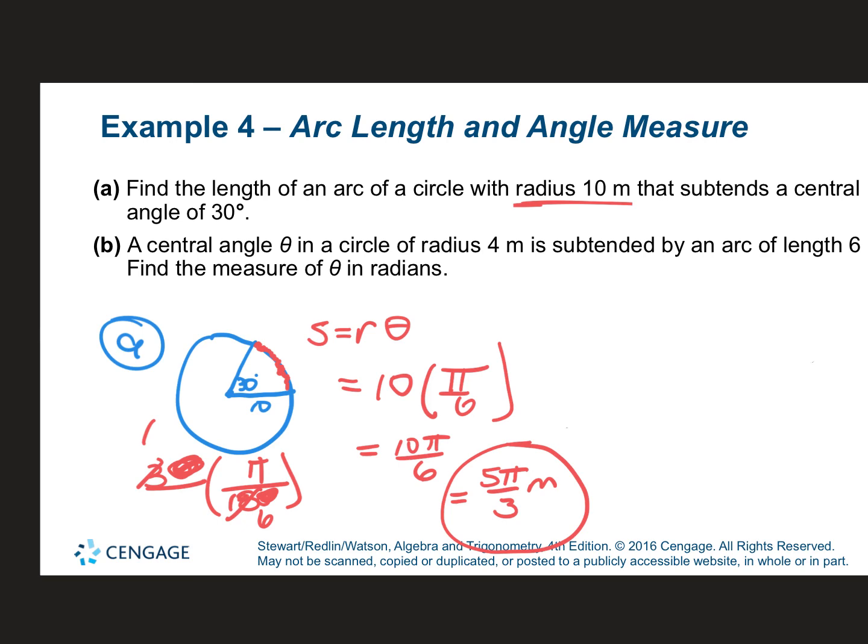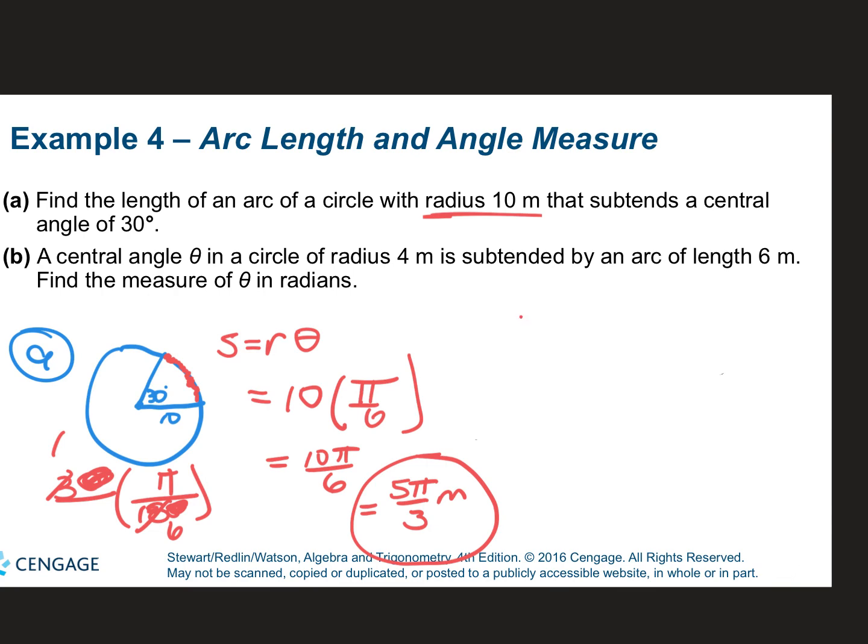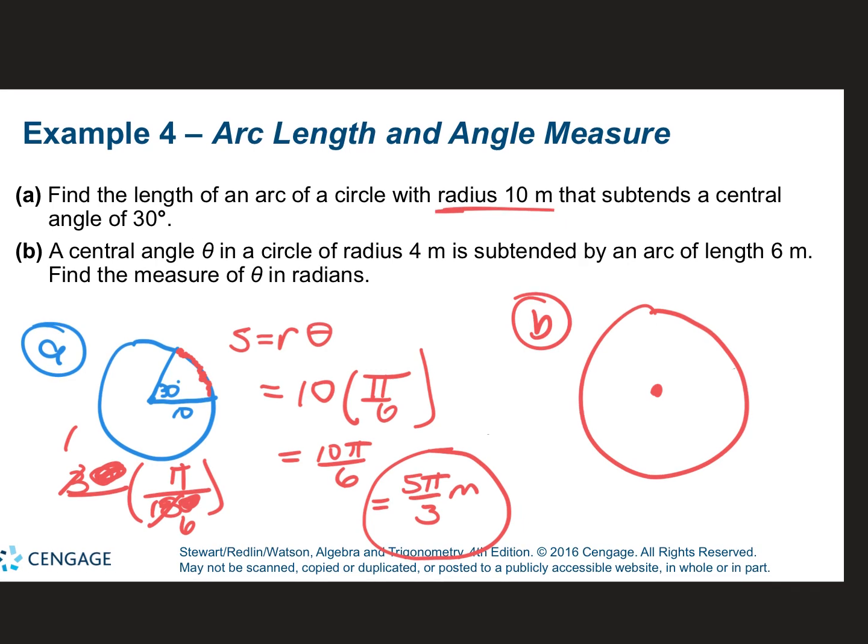Now, B is a little different. If you read B, let's draw a picture so you guys can see it. It says a central angle theta in a circle has a radius of 4. So this is 4. And it's telling you that this arc length is how much? 6 meters. What are we trying to find here? No, they told us what the arc length was. Yeah, we're trying to find theta. We're trying to find this right here.